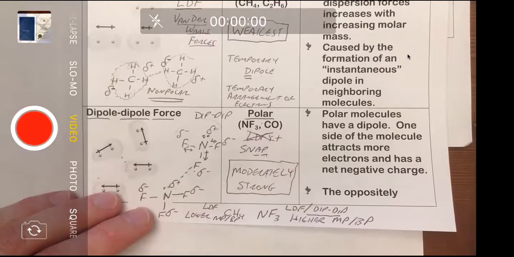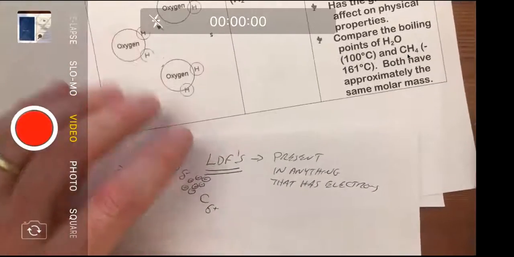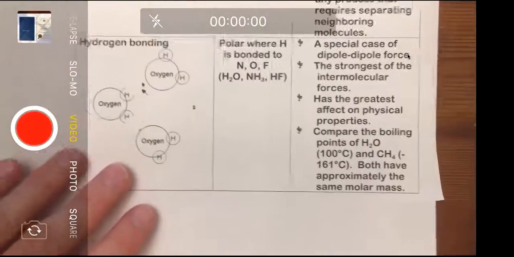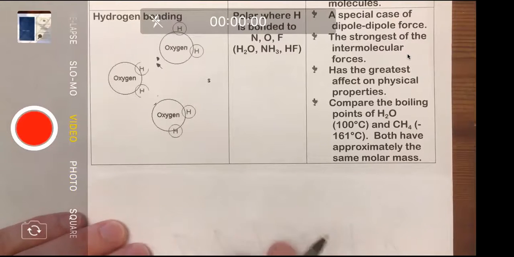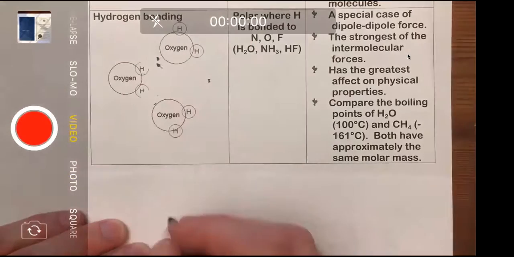All right, last one, guys. You guys have been troopers. And the nice thing about the last one is it's just a special flavor of dipole-dipole. So it's called hydrogen bonding, H bond.